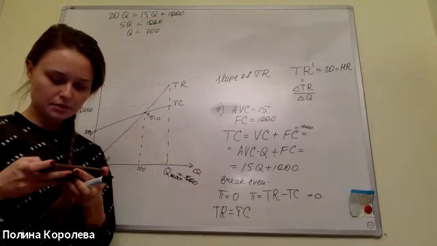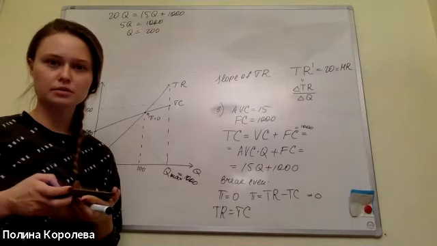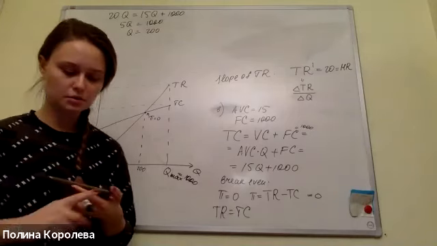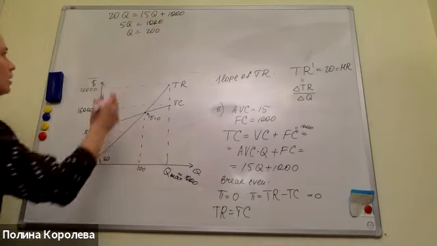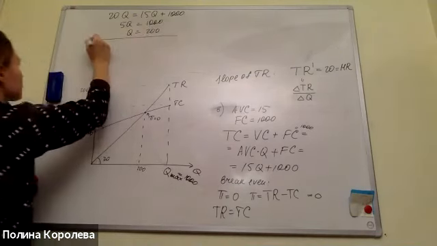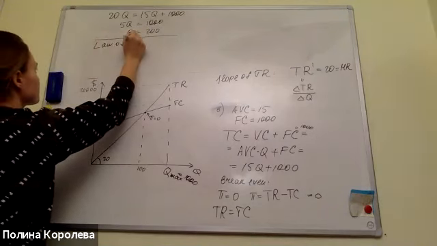Then, is the behavior of this firm's average variable costs consistent with the law of diminishing returns? This I want to explain to you because I think it's not too easy. What do we remember about the law of diminishing returns?